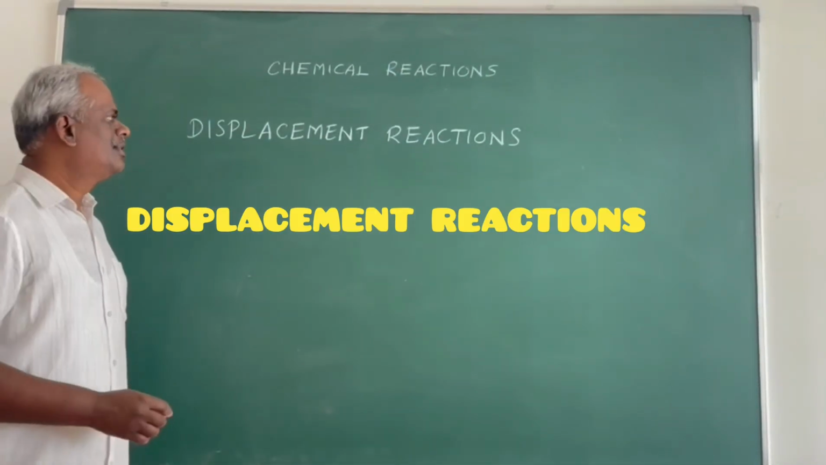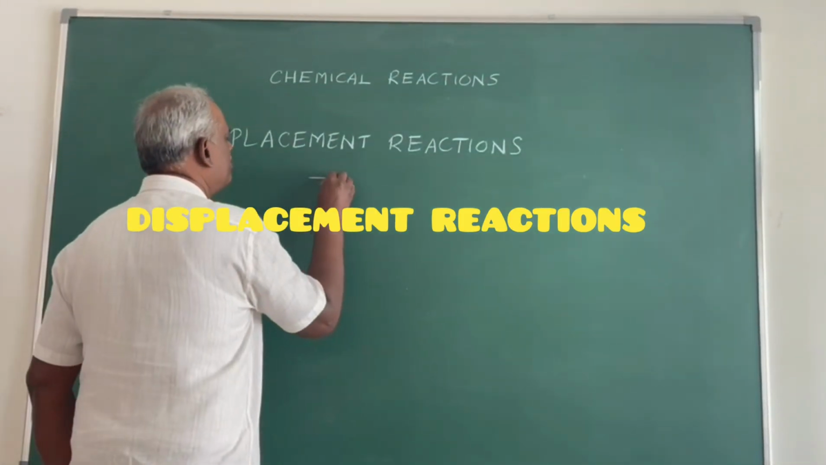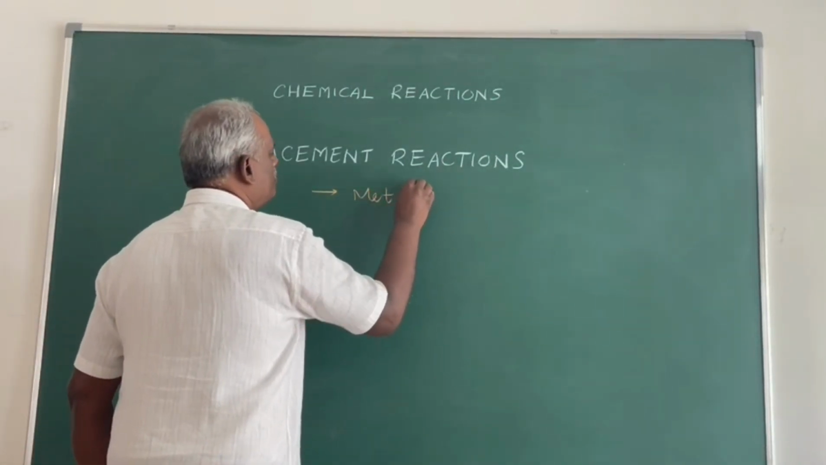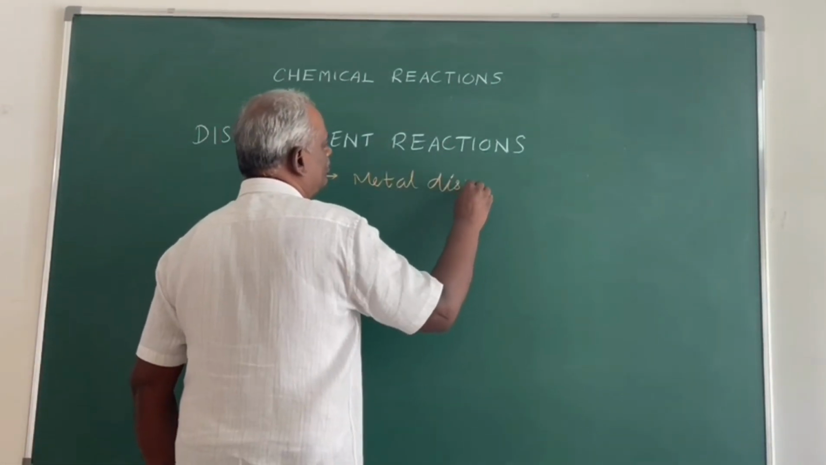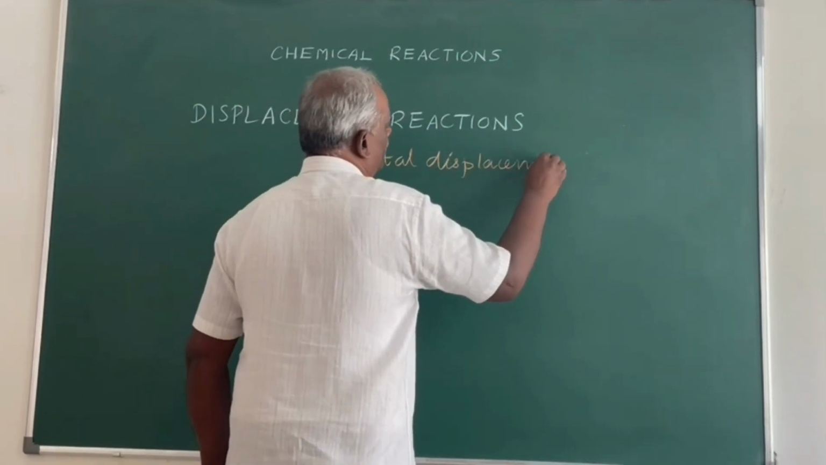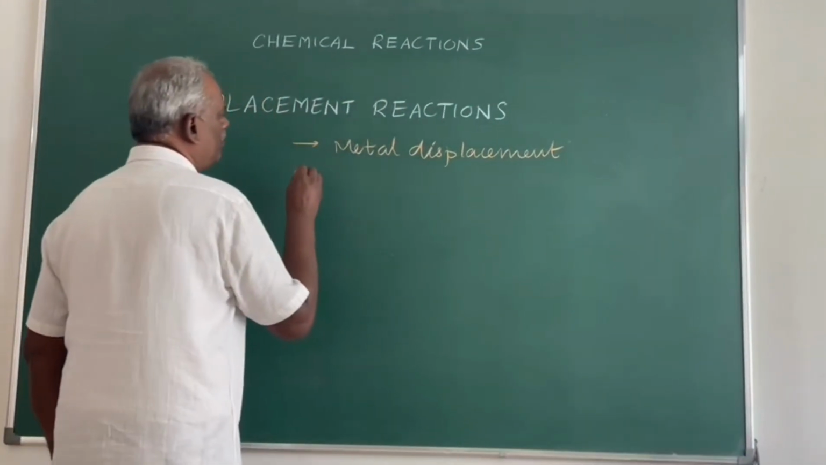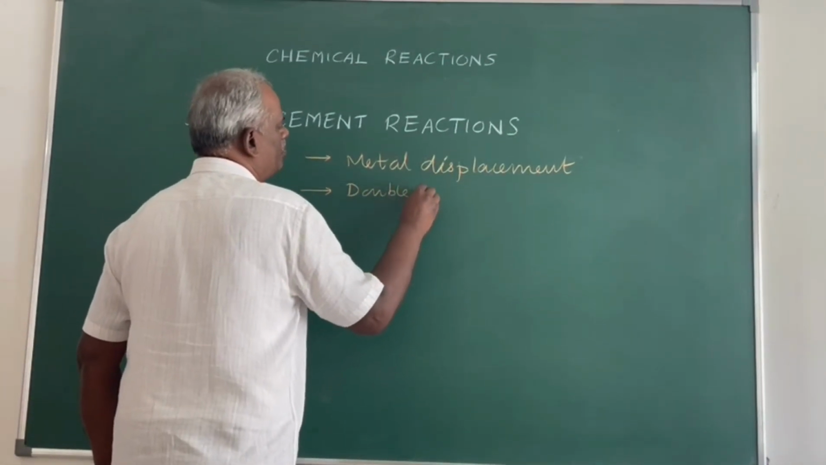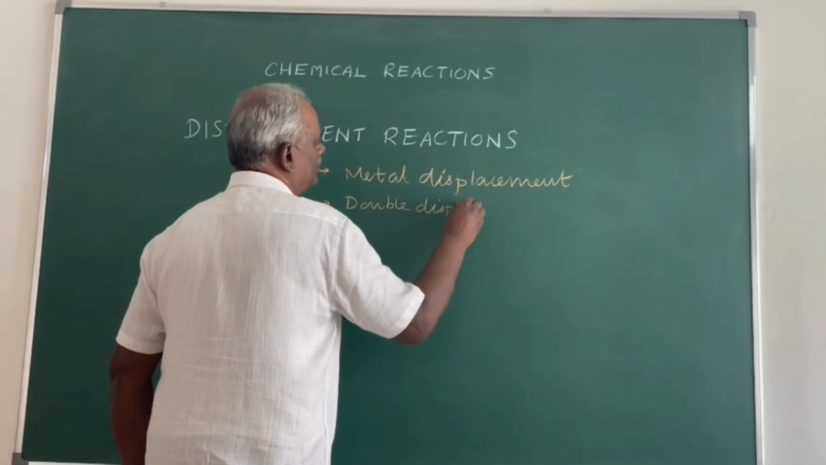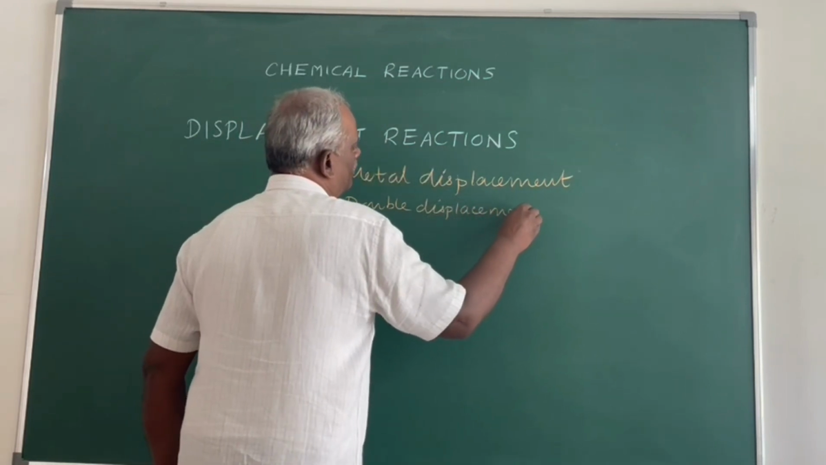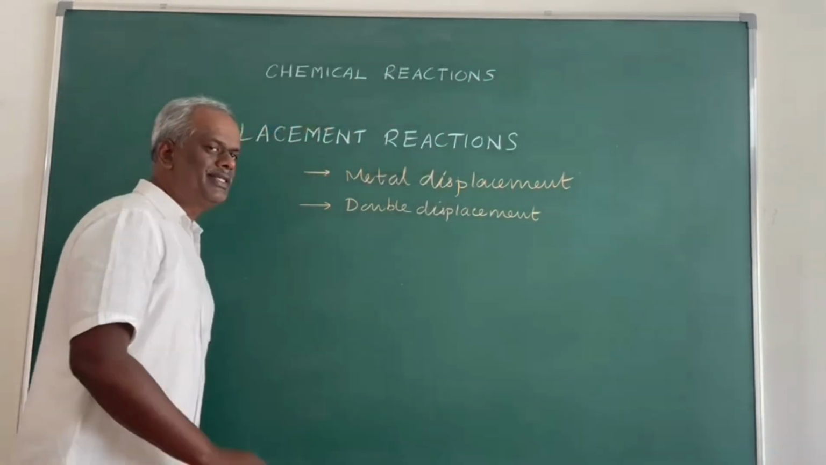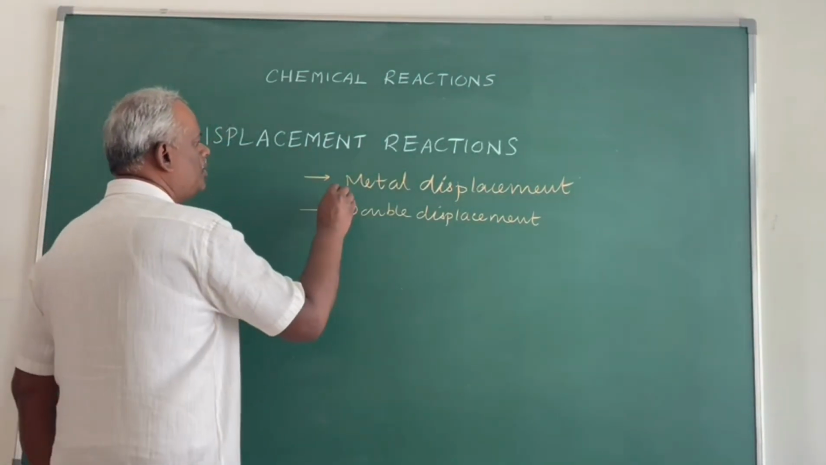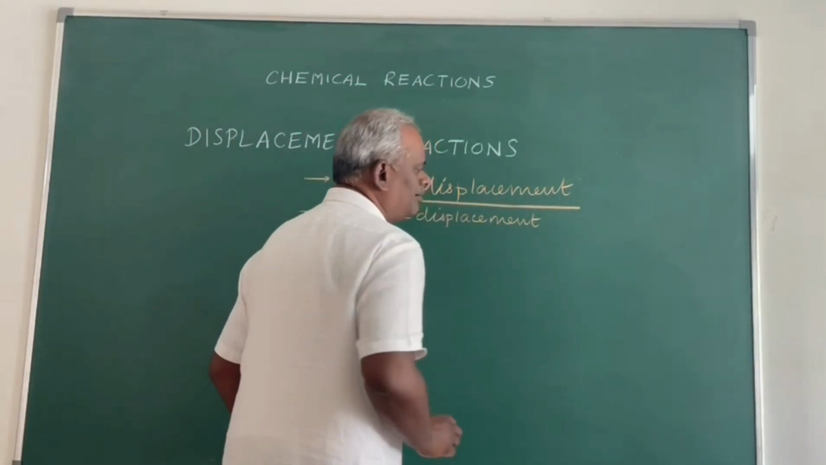Displacement reactions. There are two types of displacement reactions we can say. One is the metal displacement reaction. The other one is the double displacement reaction, which is also known as double decomposition reaction. So first we will try to discuss the metal displacement reaction. What is it?